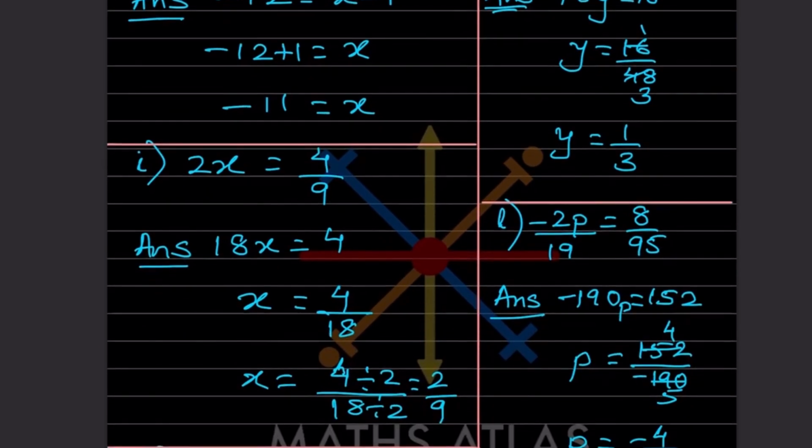Now look at here. This is minus 2p into 95. When you multiply, you get here minus 190p. And when you multiply 19 into 8, that is 152. So p is going to be 152 divided by 190. You can simplify it as I showed you, and the final answer is minus 4 by 5.